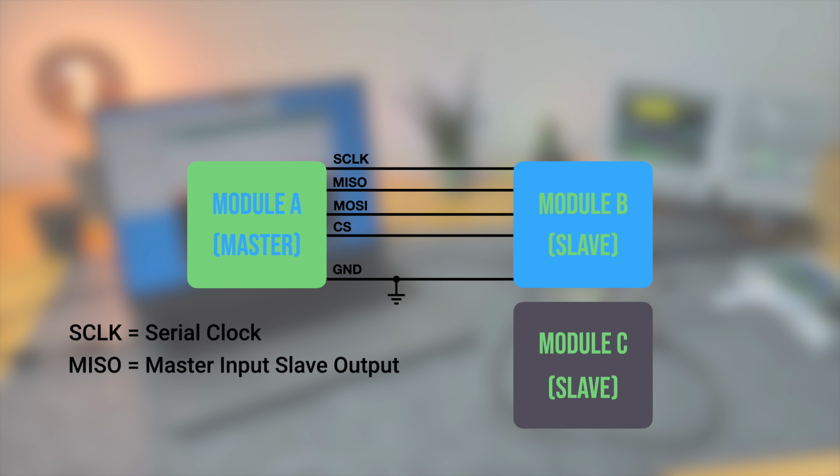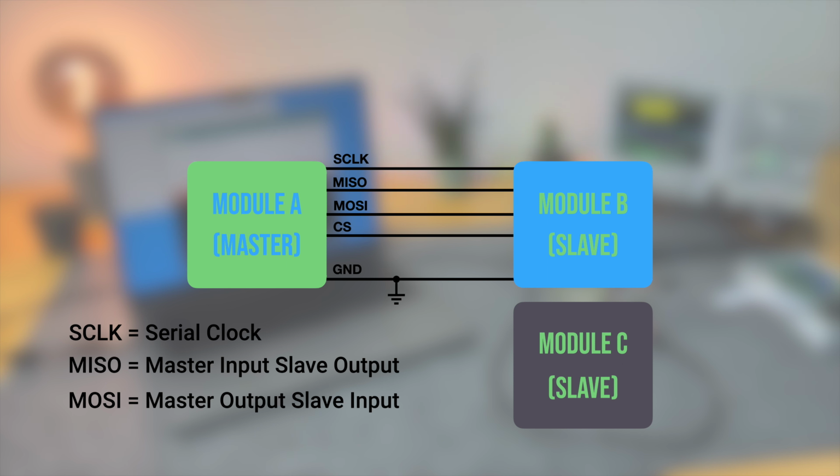MISO stands for master input and slave output. This wire is used to transmit data from the slave device to the master device. MOSI stands for, you guessed it, master output and slave input. So this wire is used to transmit data from the master to the slave device.